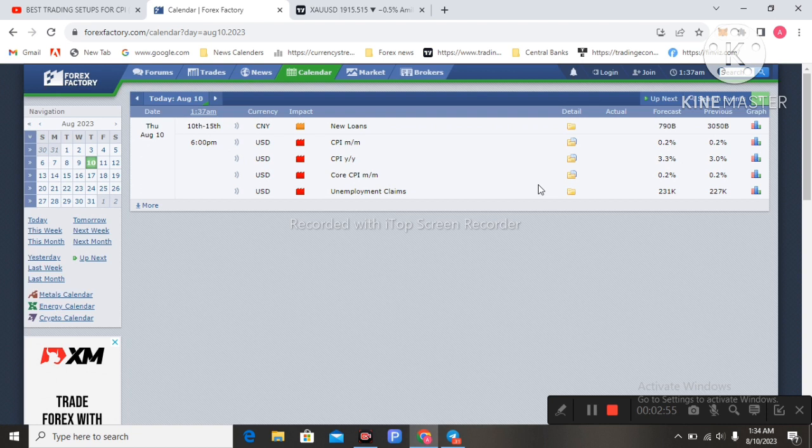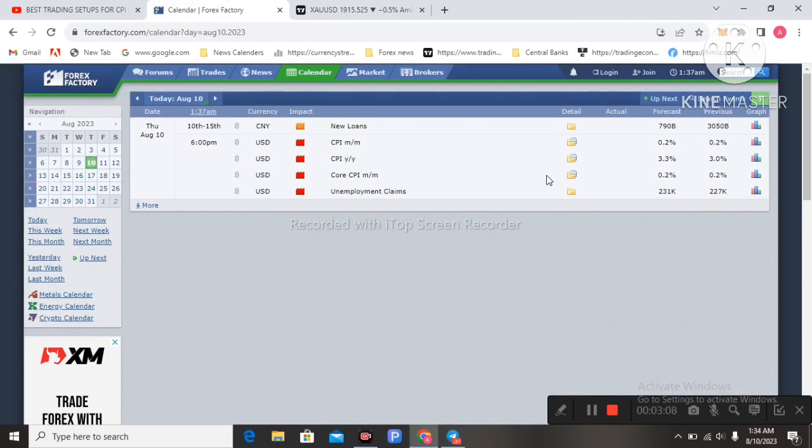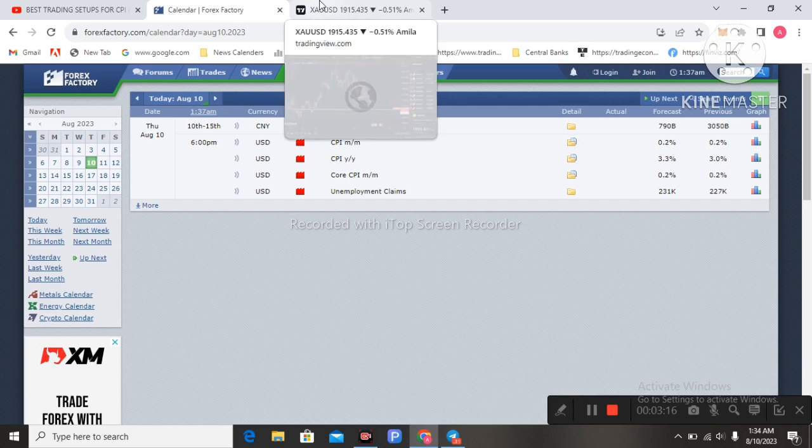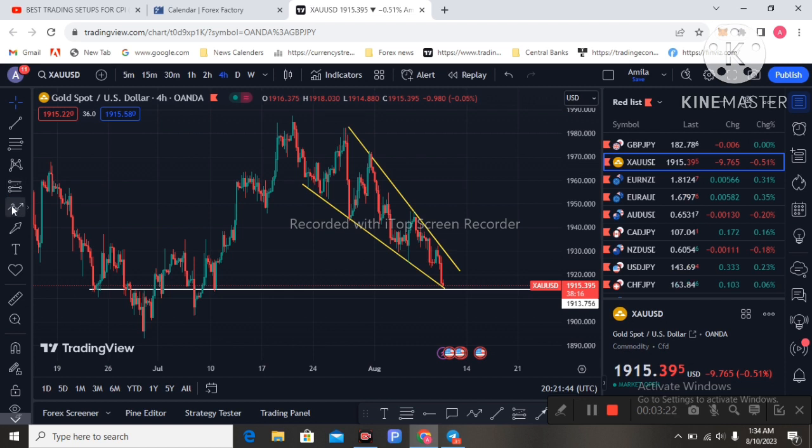So there are two options. If the CPI actual yearly figure is 3.3 or above, gold will drop and sell off. If the CPI inflation report is 3% or drops to 2.98 or so, the dollar will depreciate and sell off, and gold will be in demand from this buy zone. Those are the two options for how to trade with the 10th August CPI inflation report.